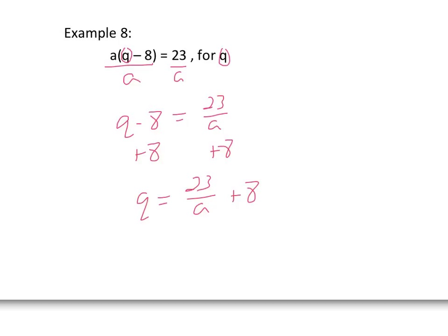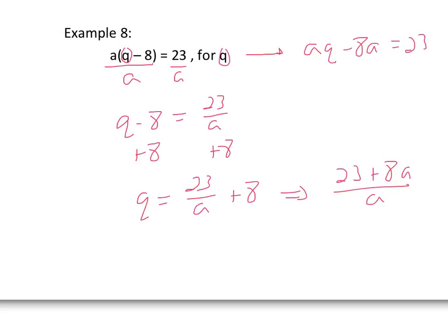Again, you could distribute and solve it that way, which could give you a little bit different answer, which might look like 23 plus 8a over a. And again, that's fine also. But that's if you were to do a distribution of a, which would give you aq minus 8a equals 23, and solve it from there. So either one is acceptable. And this ends Lesson 1.3, Video 3.